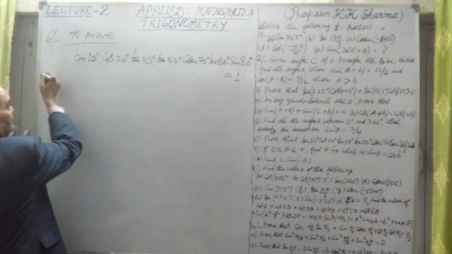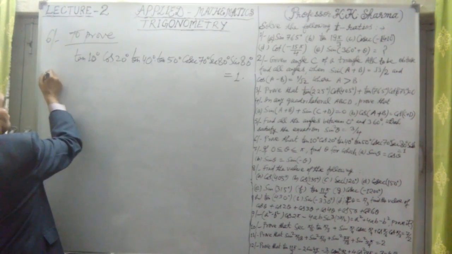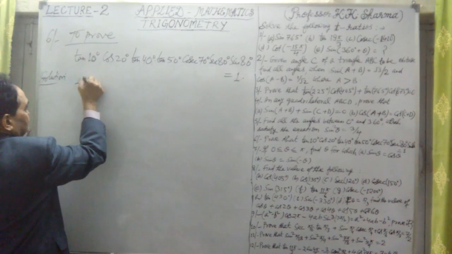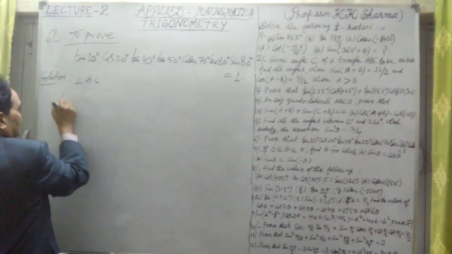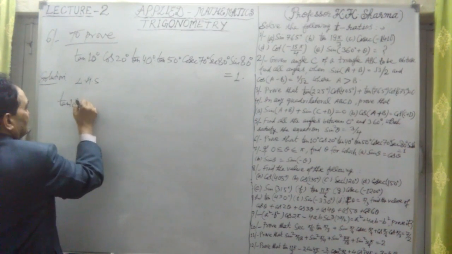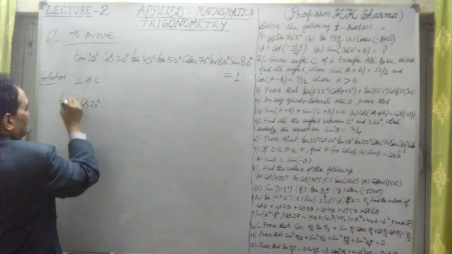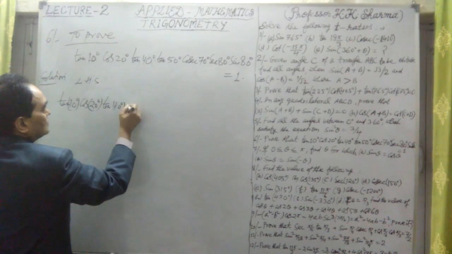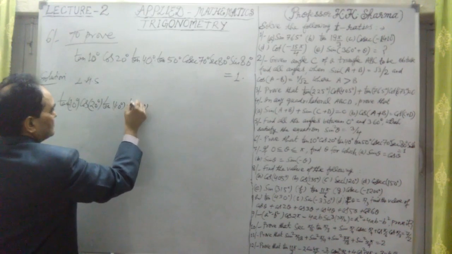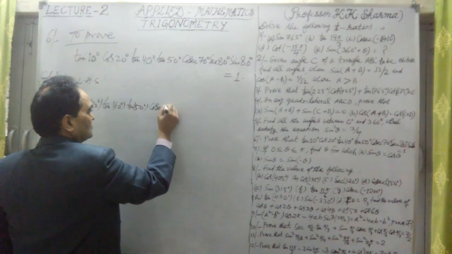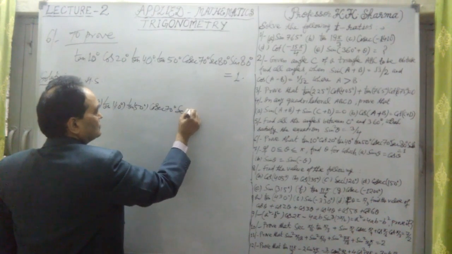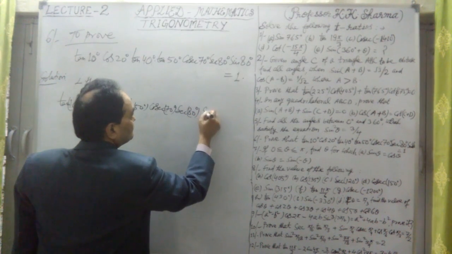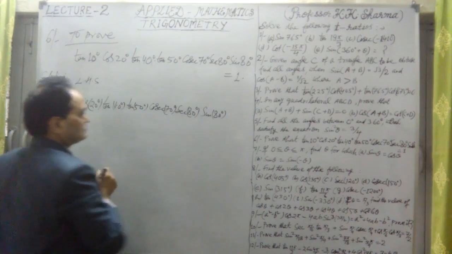So let me now take the left hand side. How can we write them? This is the solution. We are finding the solution of this. Let me write the complete left hand side. First is tan of 10 degree into cos of 20 degree, into tan of 40 degree, into tan of 50 degree, into cosec of 70 degree, into secant of 80 degree, into sine of 80 degree. This is the left hand side.